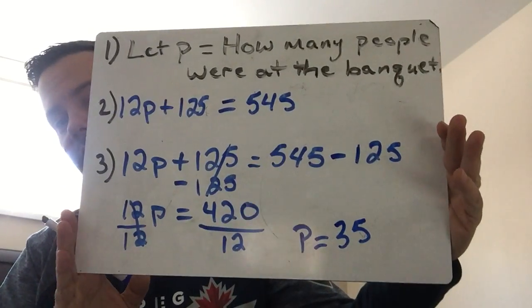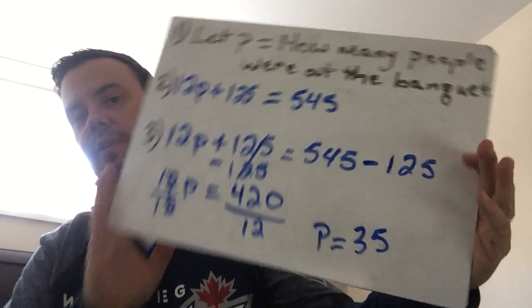P equals 35. Okay? Concluding sentence. Remember, you're walking through each part of the equation plus the answer. So, if the teams were charged $125 for the rental hall and $12 per meal for each person, and the total cost of the bill was $545, then the total of 35 people were at the banquet.